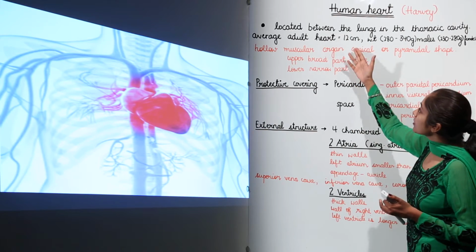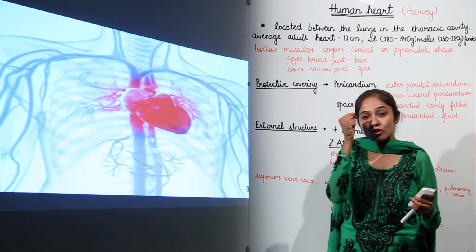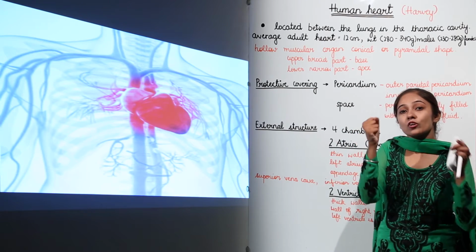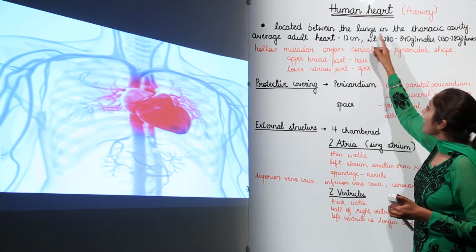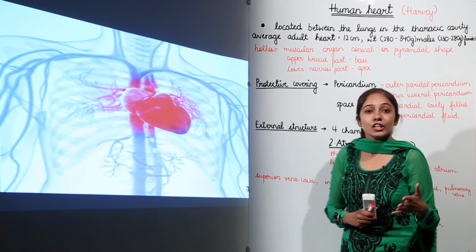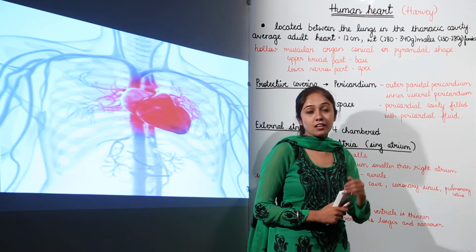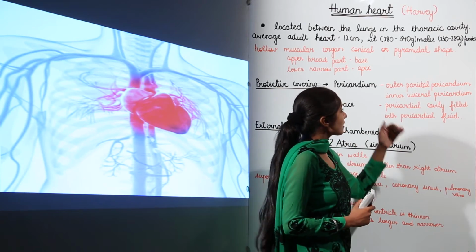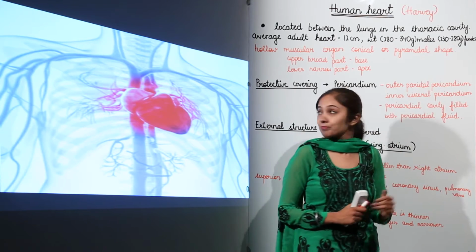You can relate it approximately with the size of your fist, right. The size of your fist can actually be correlated with the size of the heart. The weight of the heart in males is approximately 280 to 340 grams, and in females the weight of the heart is comparatively less, that is 230 to 280 grams.